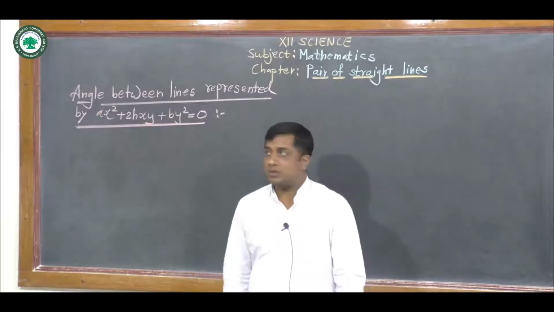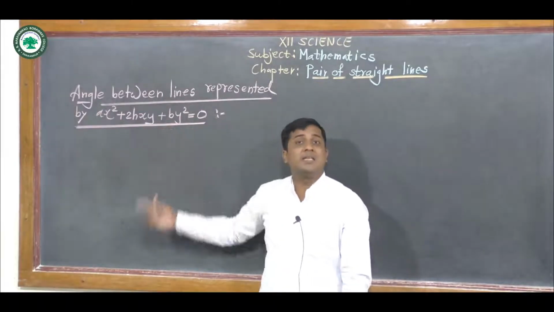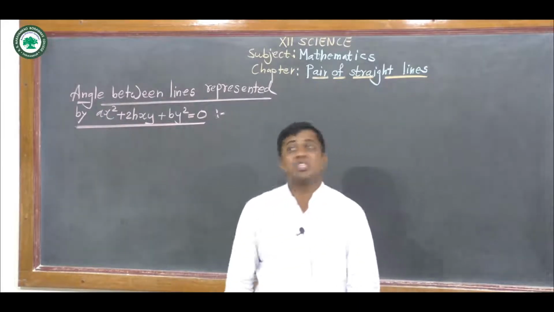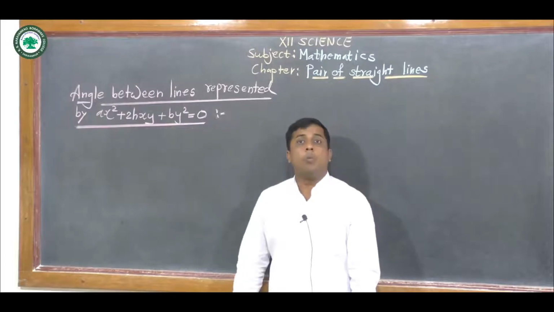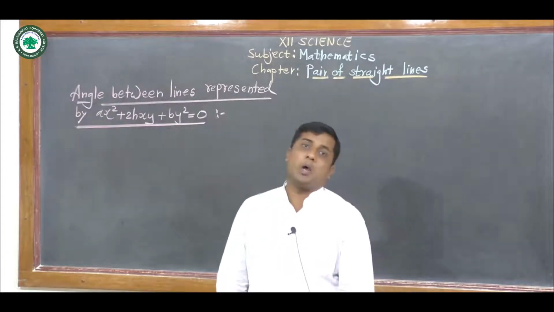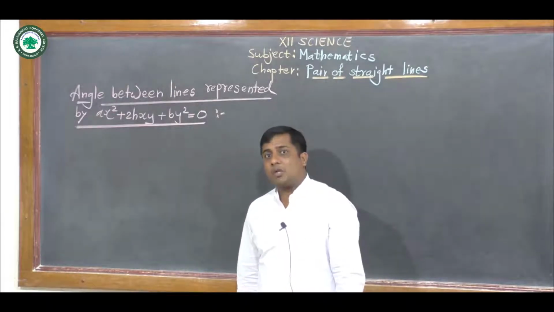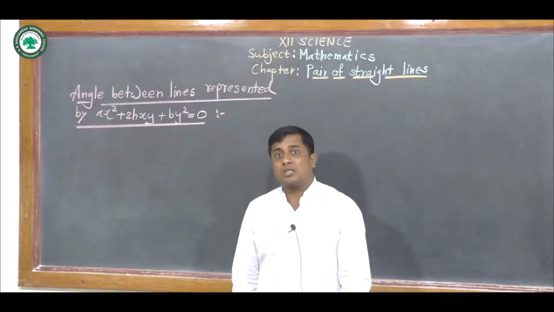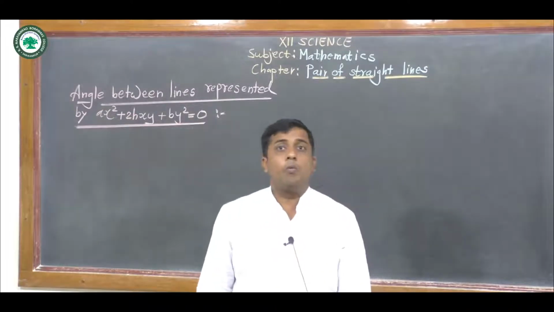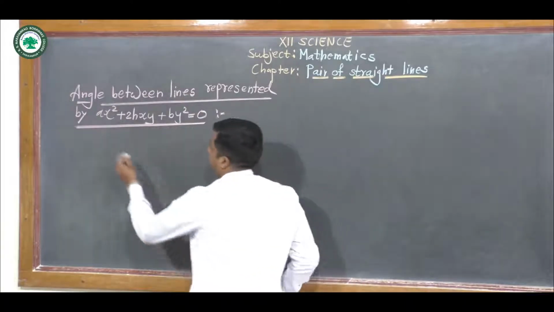Here everyone knows this equation ax square plus 2hxy plus by square is equal to 0 is a second degree homogeneous equation in x and y. Okay, and this equation represents a pair of lines. That is, this is the combined equation of the lines which pass through the origin. Now related to this concept, we have one theorem. Let's go with the theorem.